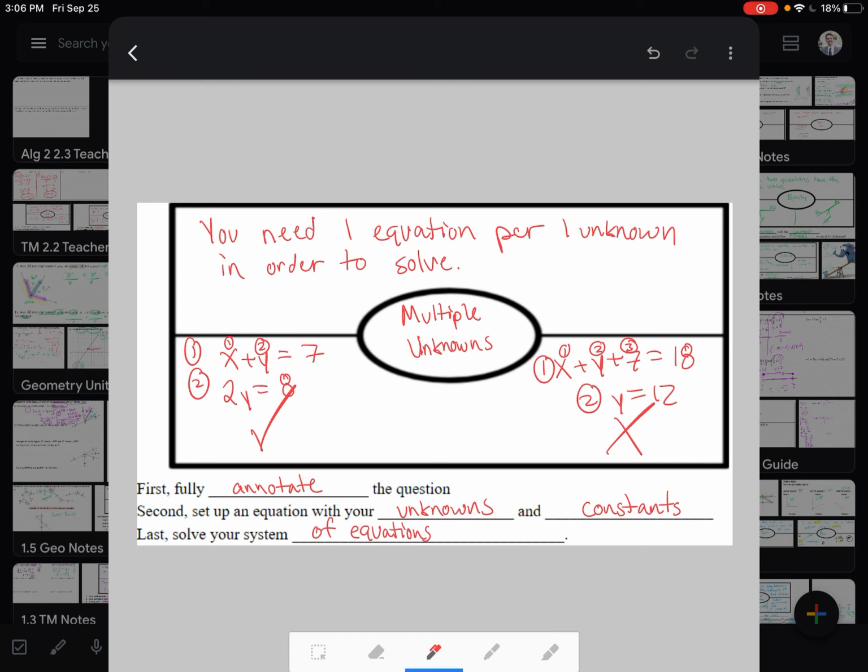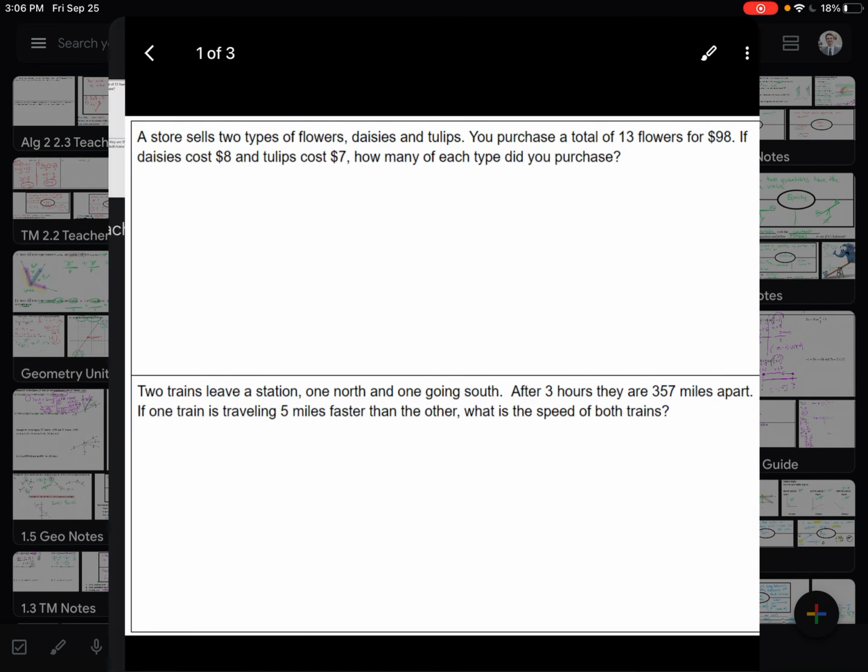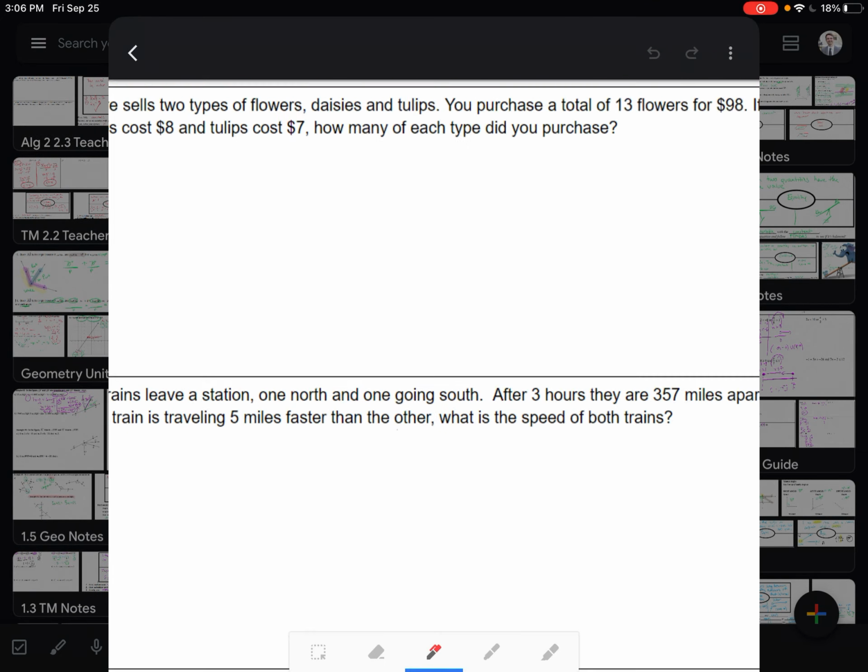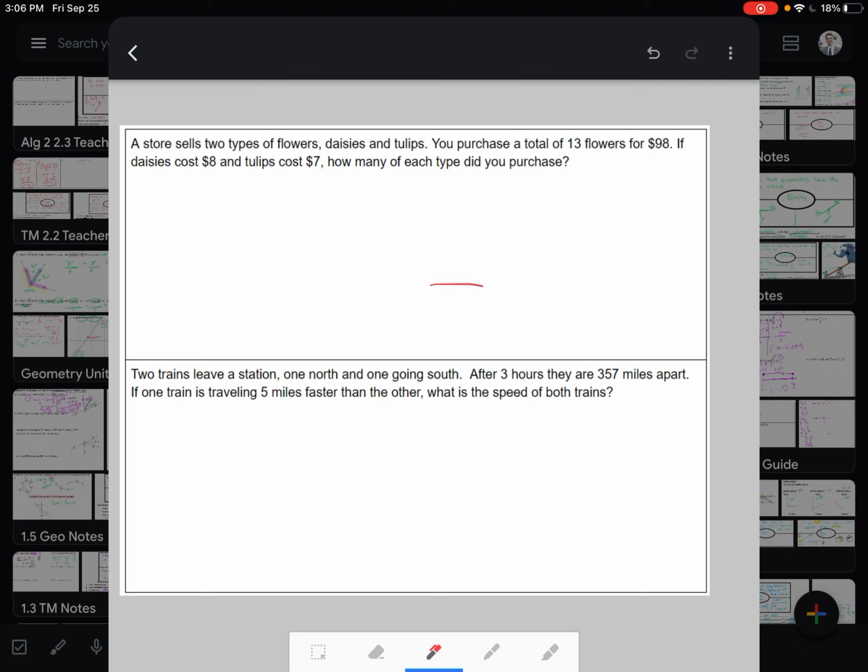So your goal is, if you have two unknowns, to make two equations, and then you'll be able to solve those two equations. All right, so let's take a look at an example word problem. We'll start annotating together, and then you'll be able to practice with the remaining one.